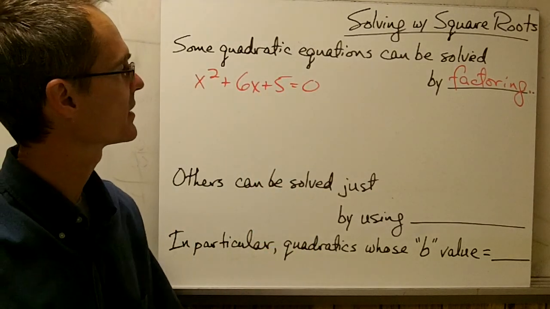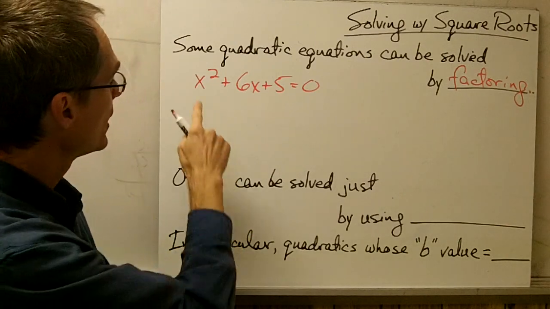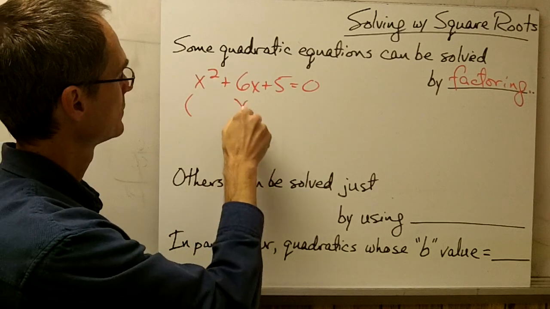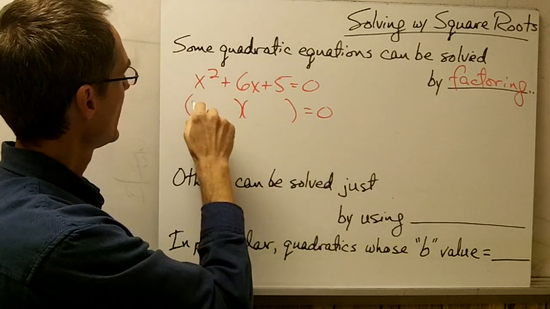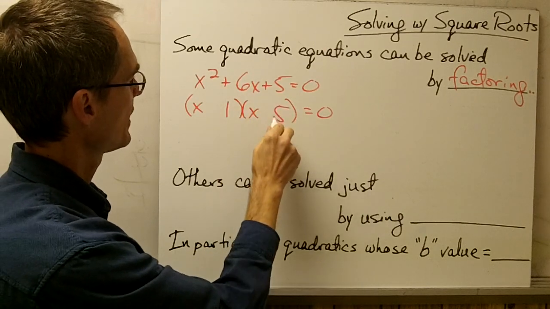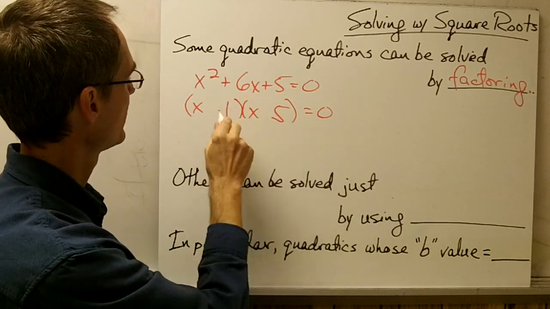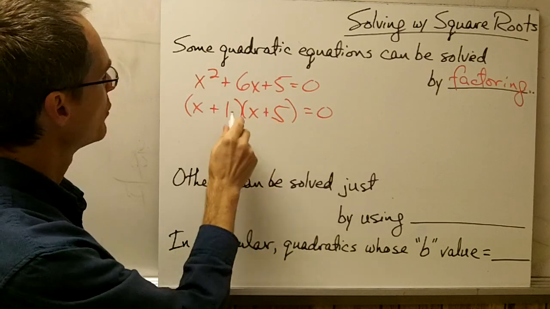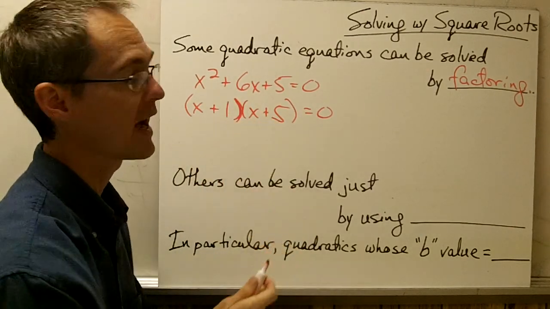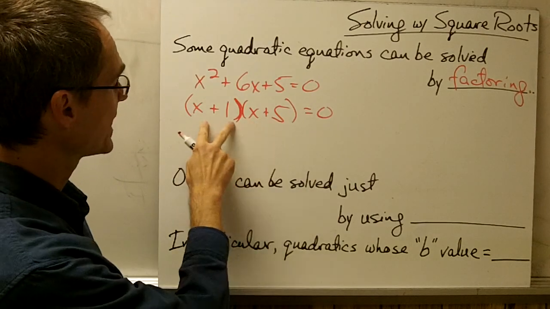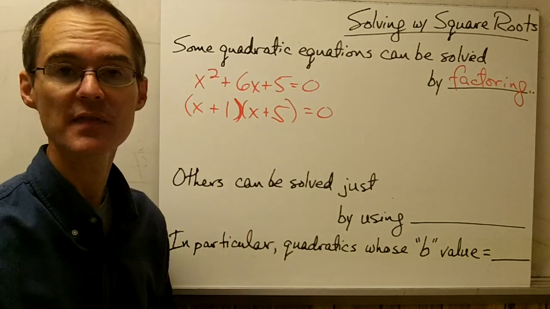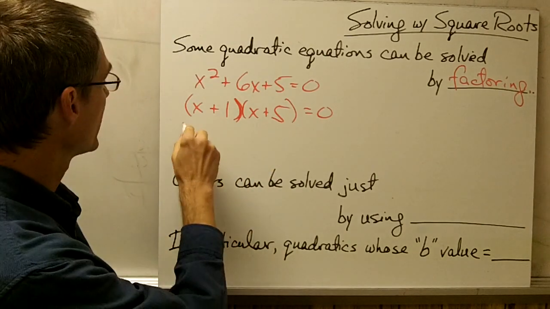x squared plus 6x plus 5 equals 0. Well, I can factor this quadratic expression, and it will factor into, let's see, 1 times 5 will give me 5, and 1x and 5x, so plus 1 and plus 5. It will factor into the factors x plus 1 and x plus 5. And if I take each one of these factors, since they're multiplied together to give 0, if I set each one of these factors equal to 0, then I can solve for x.